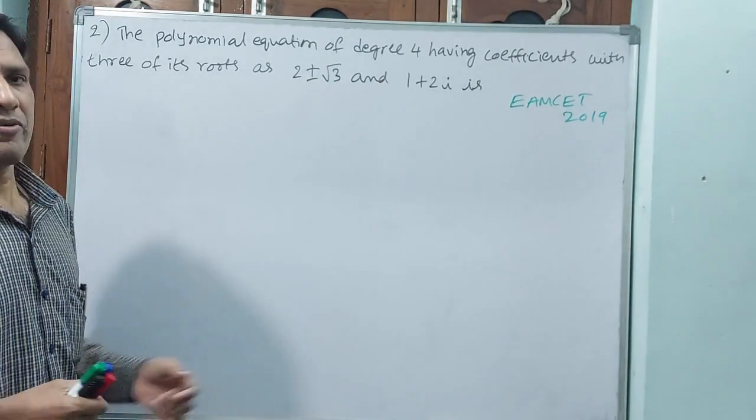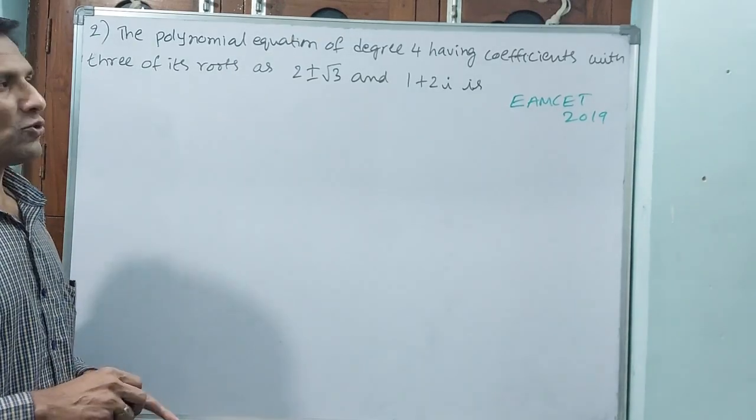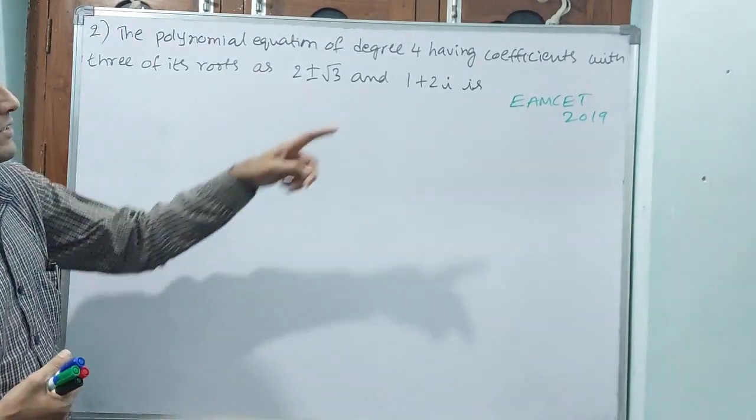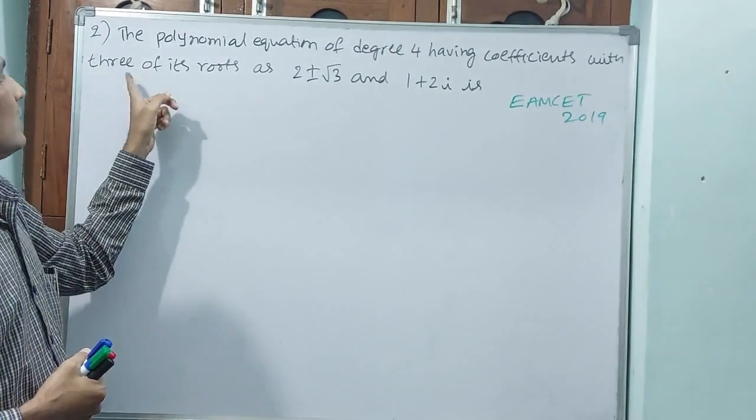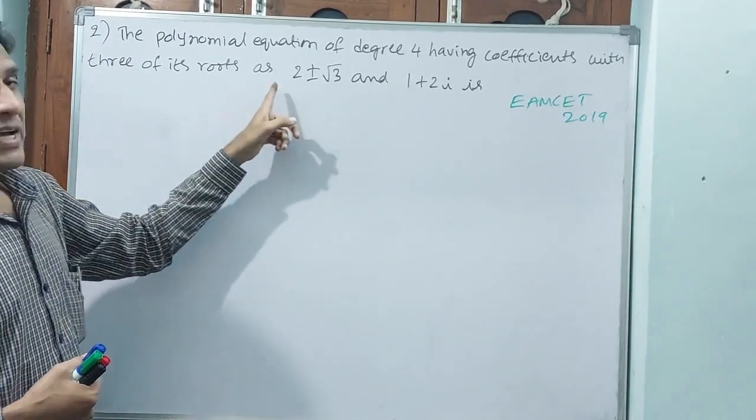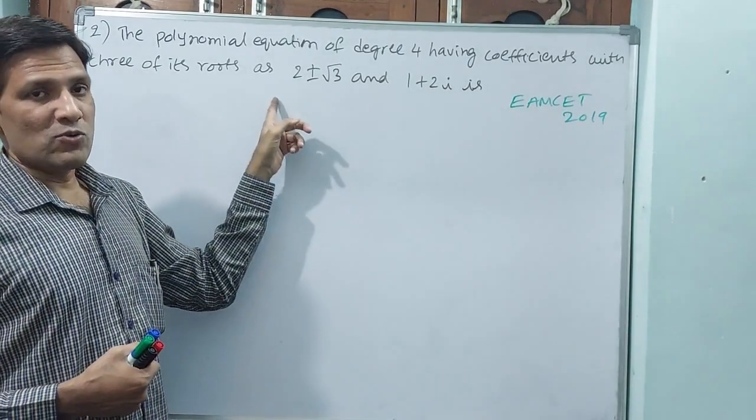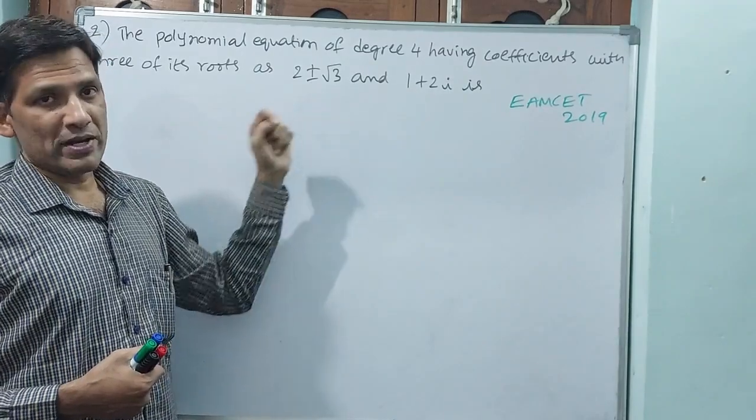A biquadratic, or power 4 equation, has 4 roots. 4 roots will be there, but 3 roots are given. Three of its roots are 2 plus or minus root 3, which means one root is 2 plus root 3, another root is 2 minus root 3.